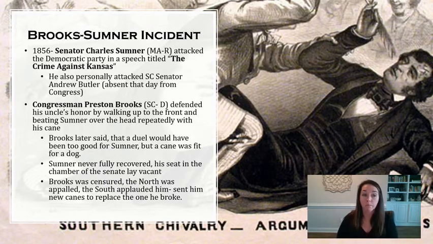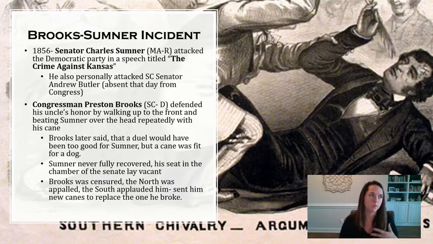But here's the next thing. Butler wasn't there, but his nephew, Preston Brooks, who was in the House of Representatives, did hear it. And so part of the Southern chivalry and code of honor that exists at this point in time is if you hear someone talking bad about a family member or even a friend. So first of all, what Sumner did was dishonorable. But for Brooks to not react and defend his uncle would also be deemed dishonorable. And so Preston Brooks took it upon himself to defend that honor and went up to Charles Sumner, took his cane.